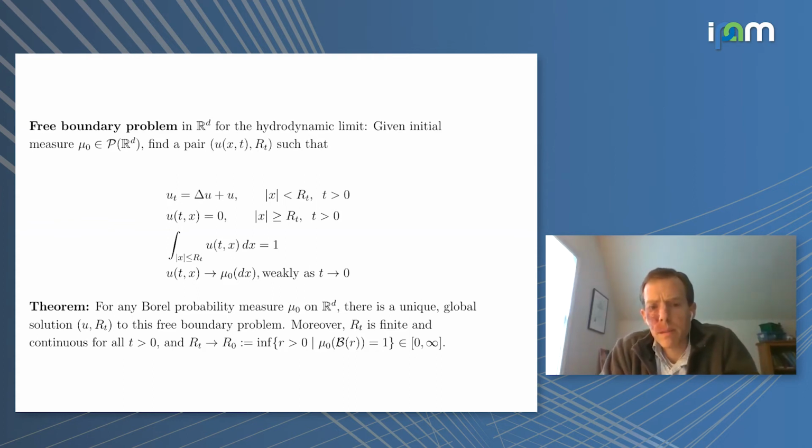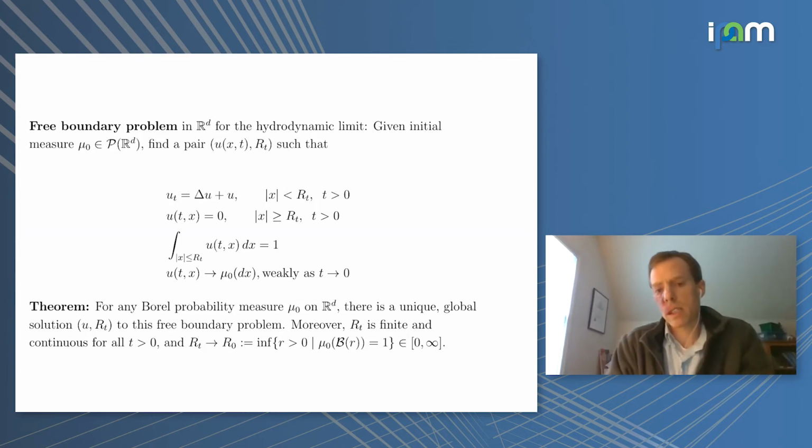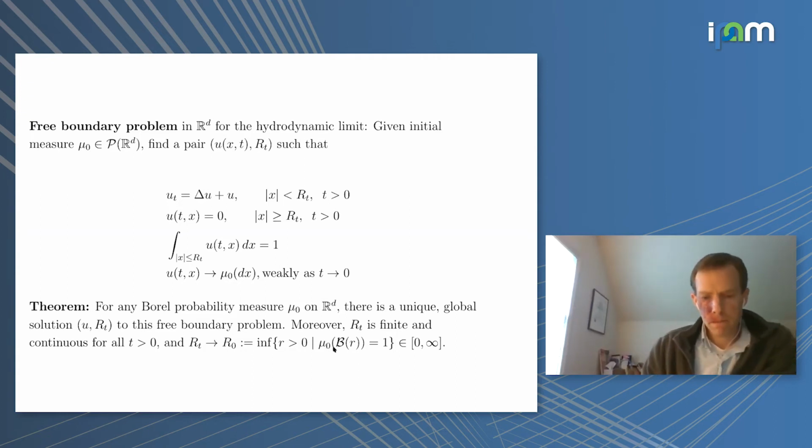So a result is that for any Borel probability measure mu naught, there's a unique global solution to this free boundary problem. Moreover, the boundary process, R(t), is finite for any positive time and actually continuous. It could be infinity initially, but as t goes to 0, R(t) converges to the radius of the support of mu naught.